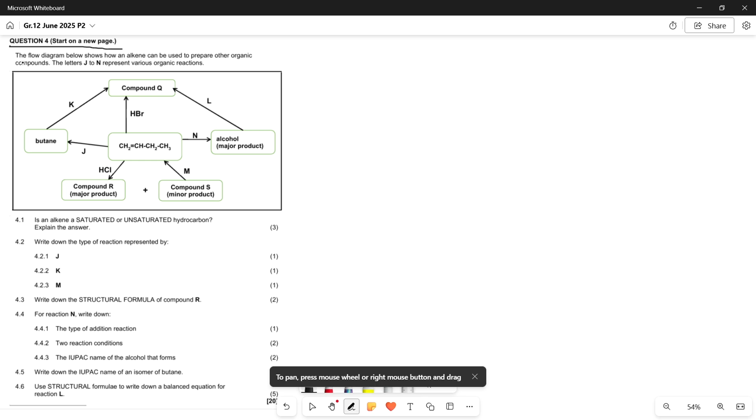So question 4 says, the flow diagram below shows how an alkene can be used to prepare other organic compounds. The letters J to N represent various organic reactions. So this main guy here is an alkene. It looks something like this. So we have our meth, eth, prop, but. So we have butene, and because this is on the first C over here, we can call it but-1-ene, or we can just call it butene. A reminder that alkenes end in -ene over here.